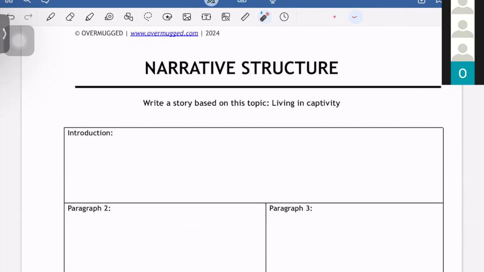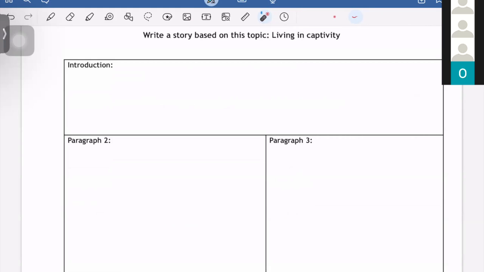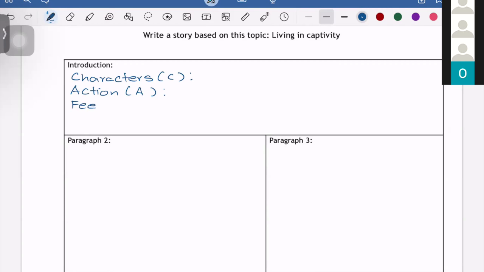This is your narrative. But please do not do that for your personal recount. That will be totally wrong. A bit different from your personal recount, the details you should take note of for each paragraph would be different. In this case, because you're creating your characters, make sure you know who your characters are. So that will start with C. Same thing, your action is always very important. Feelings as well.